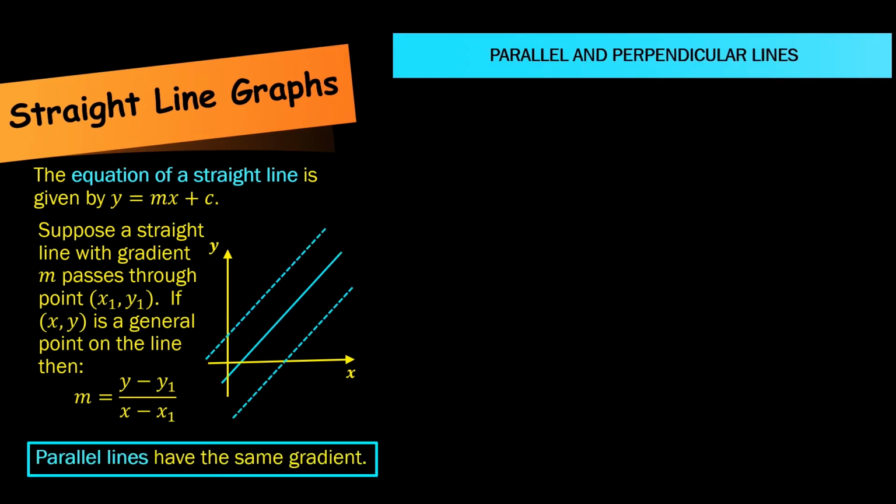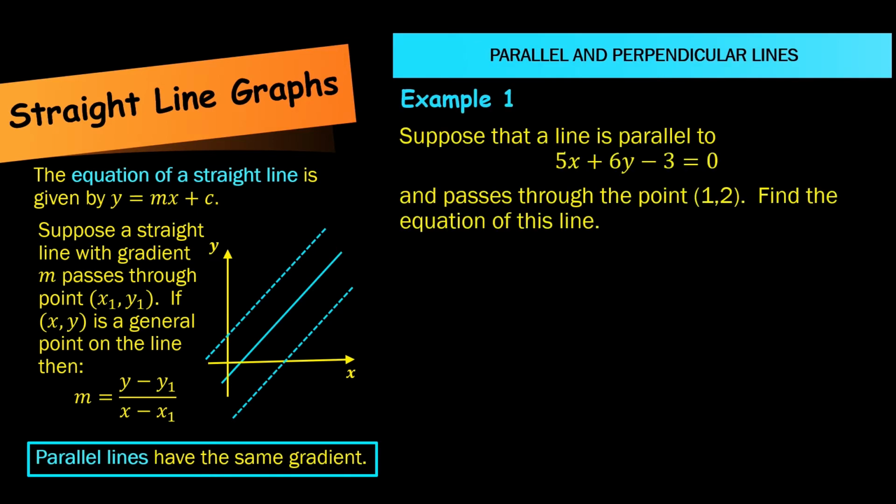Parallel lines have the same gradient. Let's take a look at an example. Pause the video and have a go. Press play when you're ready to view the solutions. Suppose that a line is parallel to 5x plus 6y minus 3 equals 0 and passes through the point 1, 2. Find the equation of this line.